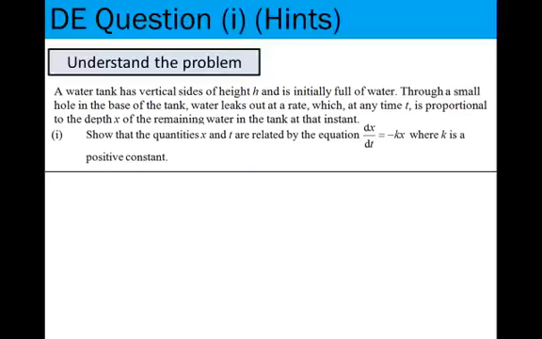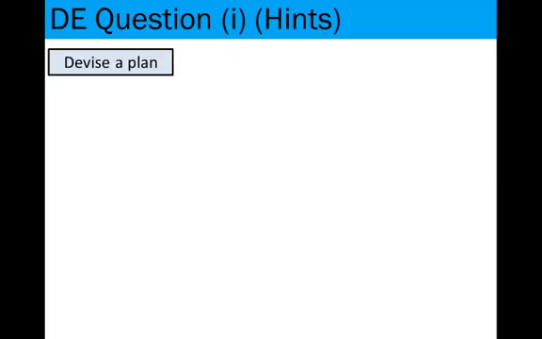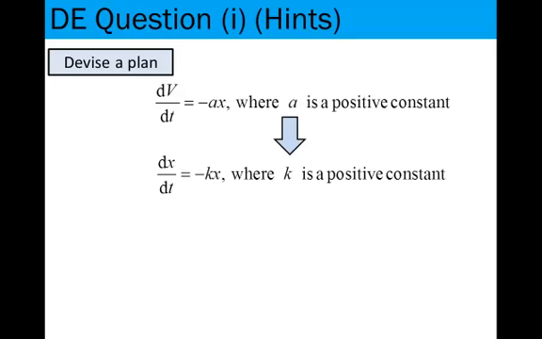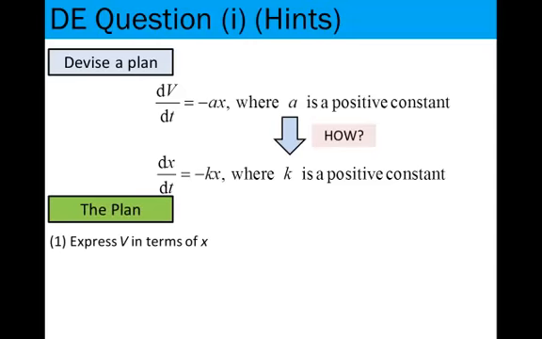So in the very first part, what we need to show is that dx/dt is equal to negative kx, where x is the depth of water in the tank at time t, and k is a positive constant. The plan, as given in the hints earlier, was that dV/dt is equal to negative ax. We need to show that dx/dt is equal to negative kx. So the plan was to express V in terms of x and then to introduce a new positive constant. So the solution goes as such.